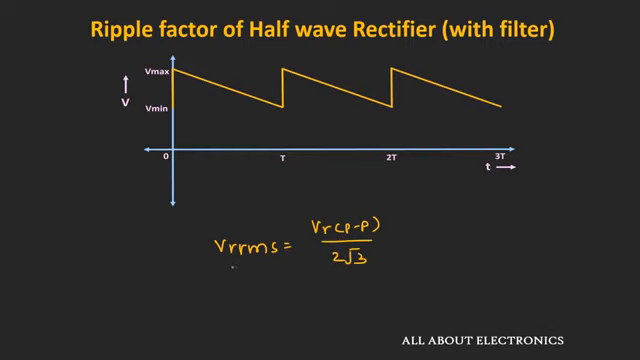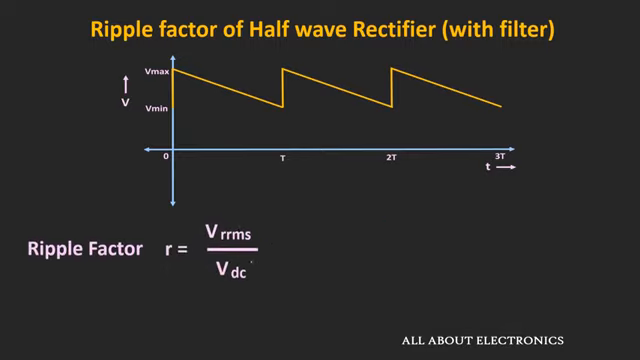Now once we know the RMS value of the ripple, we can easily find the ripple factor. The ripple factor is the ratio of the RMS value of the ripple to the DC value. Here the RMS value of the ripple is equal to V ripple peak to peak divided by 2 root 3. And as we have seen, the DC value of the waveform is equal to Vm minus V ripple peak to peak divided by 2.